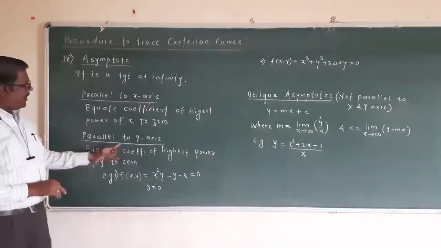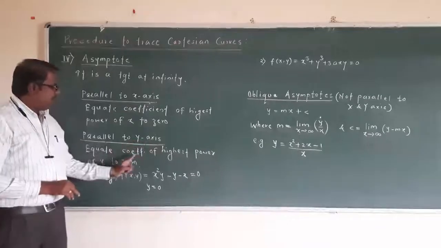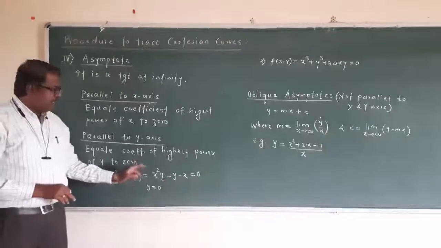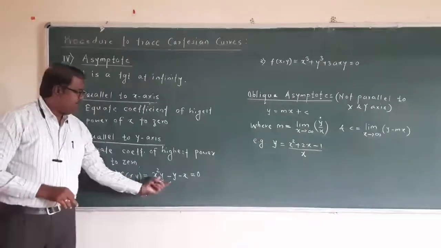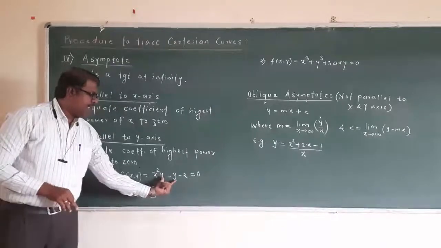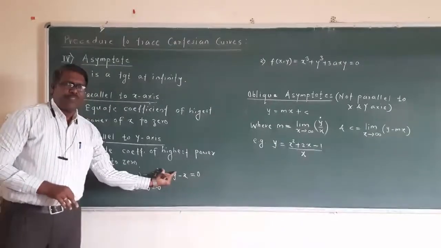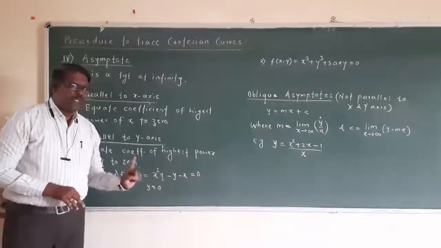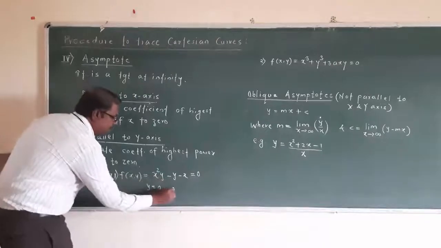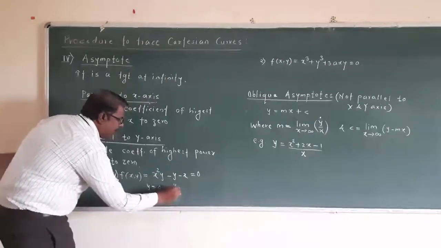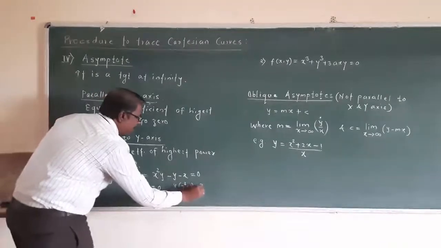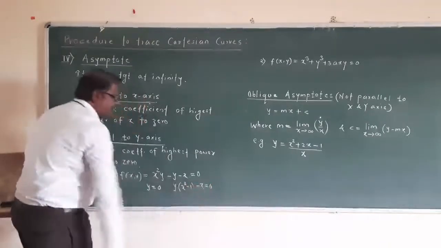Now to get asymptote parallel to y-axis, equate coefficient of highest power of y to 0. Now in this equation, there are two terms in which y is included and y is having same power. So here highest power of y is 1. Then what we do in this equation, I will take y common. So what it will remain? y into bracket x square minus 1 and then minus x is equal to 0.